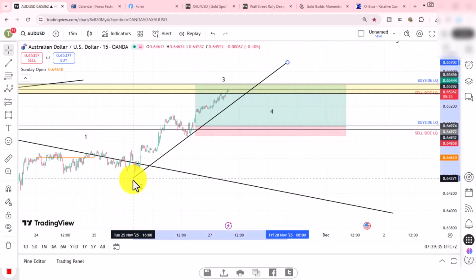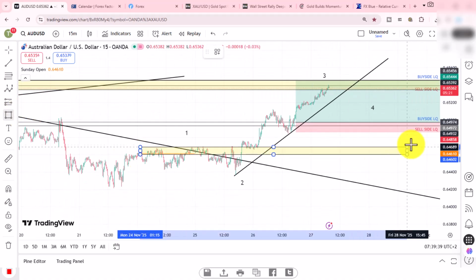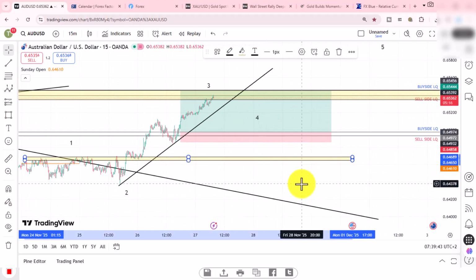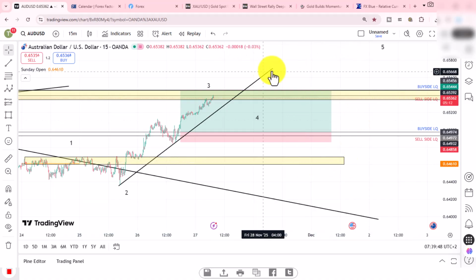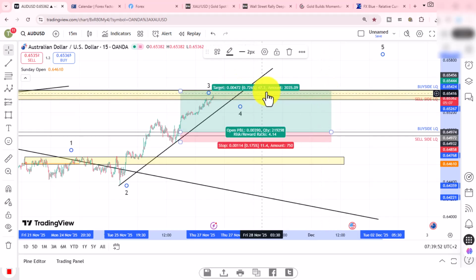So I'll just step behind the XAUUSD dollar. So that's basically what it did. Look at the buy side liquidity. It has to collect liquidity before it goes up.